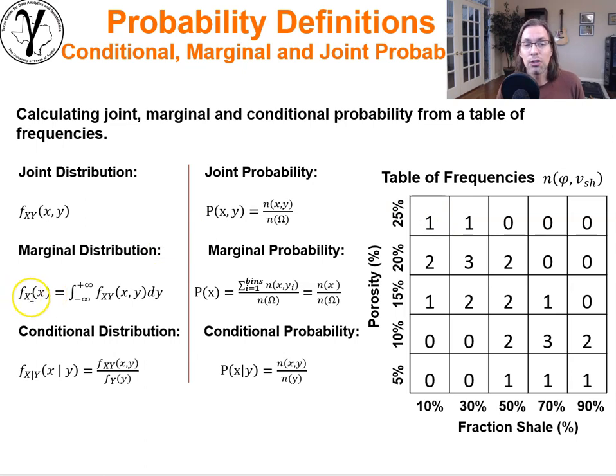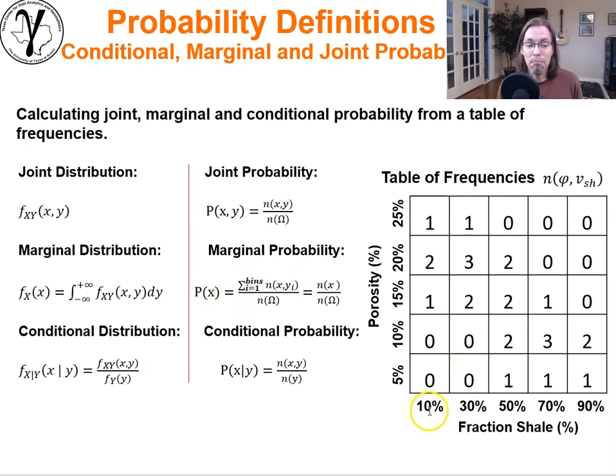The marginal distribution, how do we get the marginal distribution? It's the process of marginalization. In other words, if we want the marginal distribution of x, we're going to integrate from negative infinity to positive infinity over the joint distribution over the feature we want to remove. In other words, it's an integration, or if we bin up the joint, it's a summation.